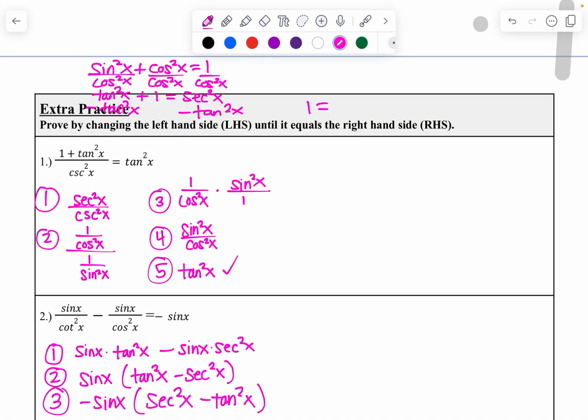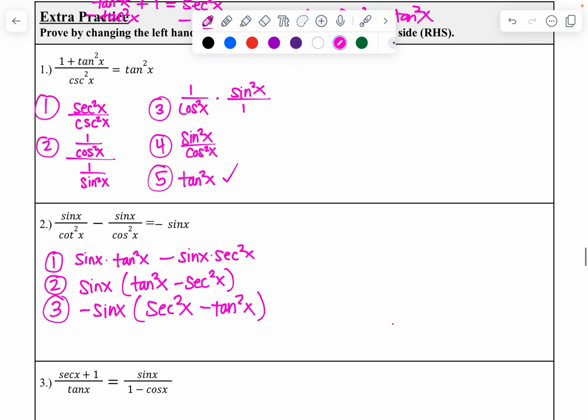I see that 1 equals secant squared x minus tangent squared x. So I can simplify that right-hand side, negative sine of x times 1, and so we in fact get what we had there on the right-hand side, negative sine of x.